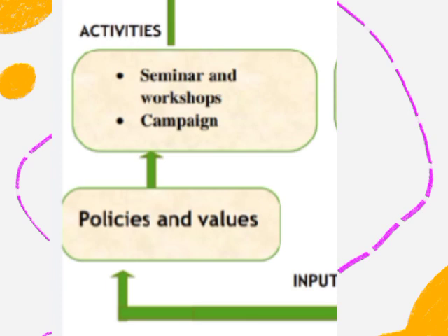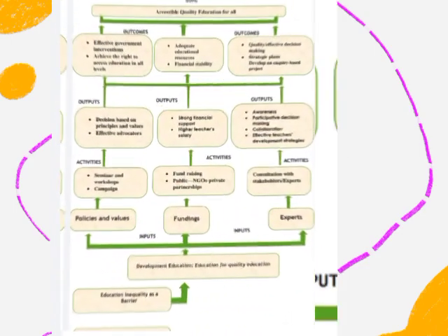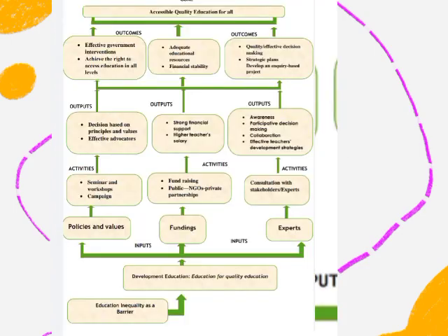And campaign. So plan and run an equality education awareness campaign so that would be effective. The outputs are decisions based on principles and values, effective advocators, while the outcomes are the effective government intervention. With their effective interventions, we can achieve the right to access education in all levels. After knowing those inputs, activities, outputs, and outcomes, we are now going to know our goal.